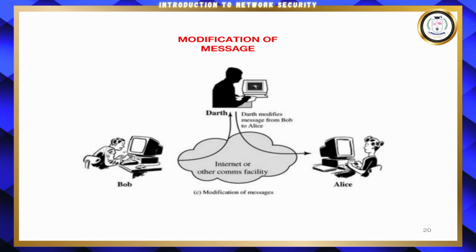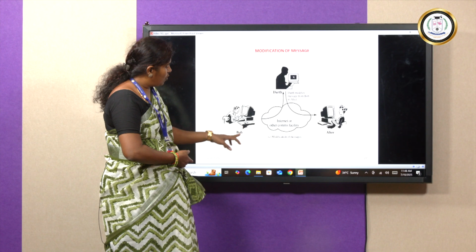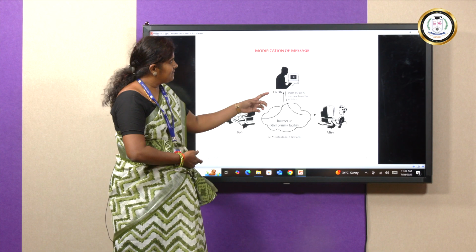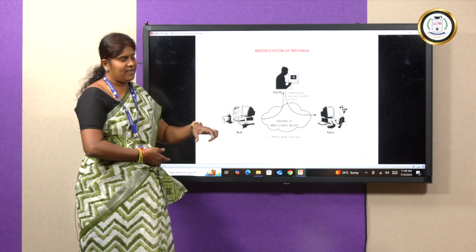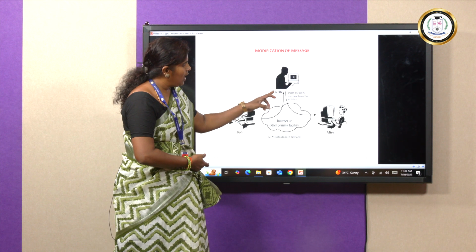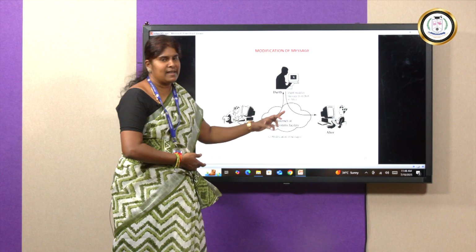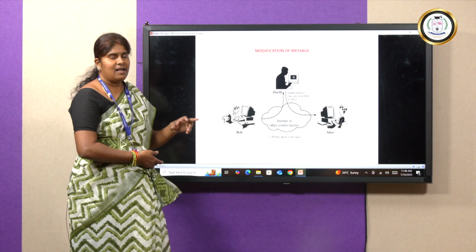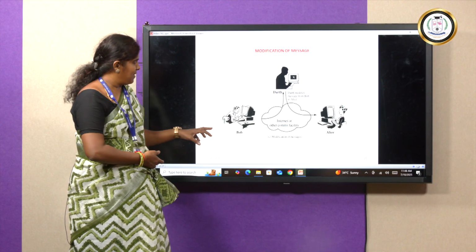So Bob is going to send a message hi to Alice, but actually Dart has taken control of the communication. So whatever message Bob sent, Dart will take the message and modify it. For example, I am sending hi, so he will modify the message hi to hello, and then hello will be sent to Alice. So Alice will get a hello message, which is nothing but a modified message.